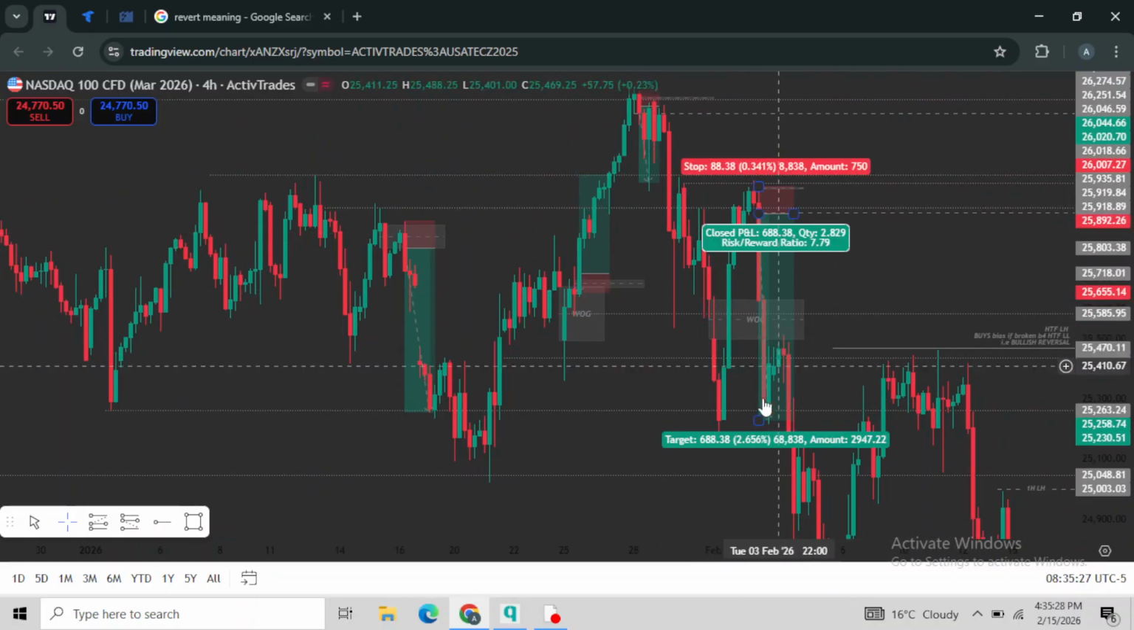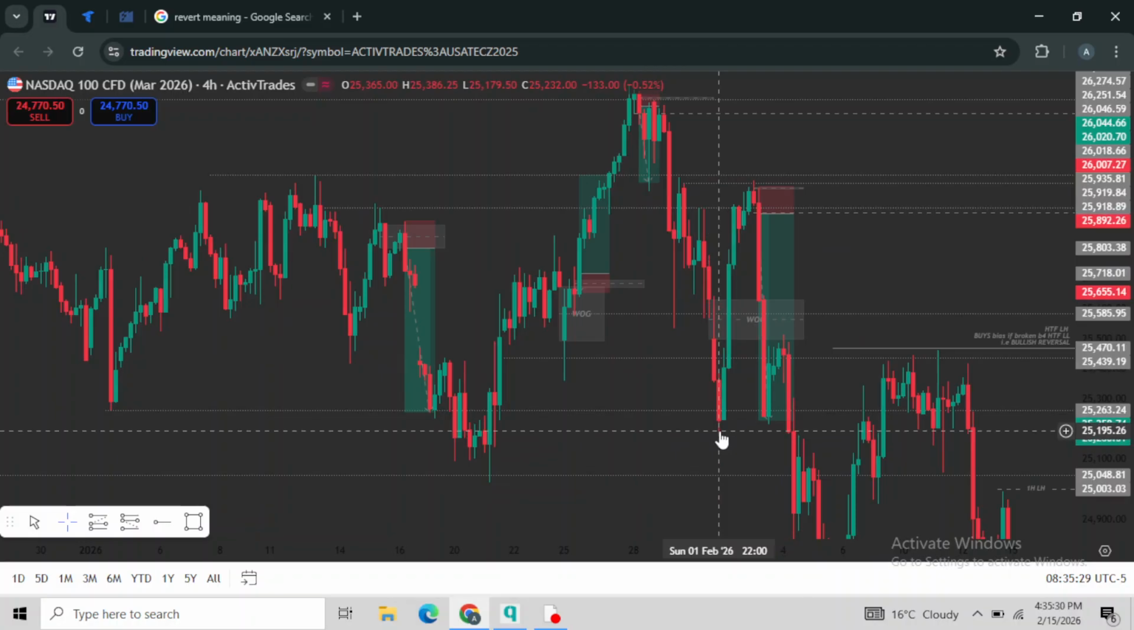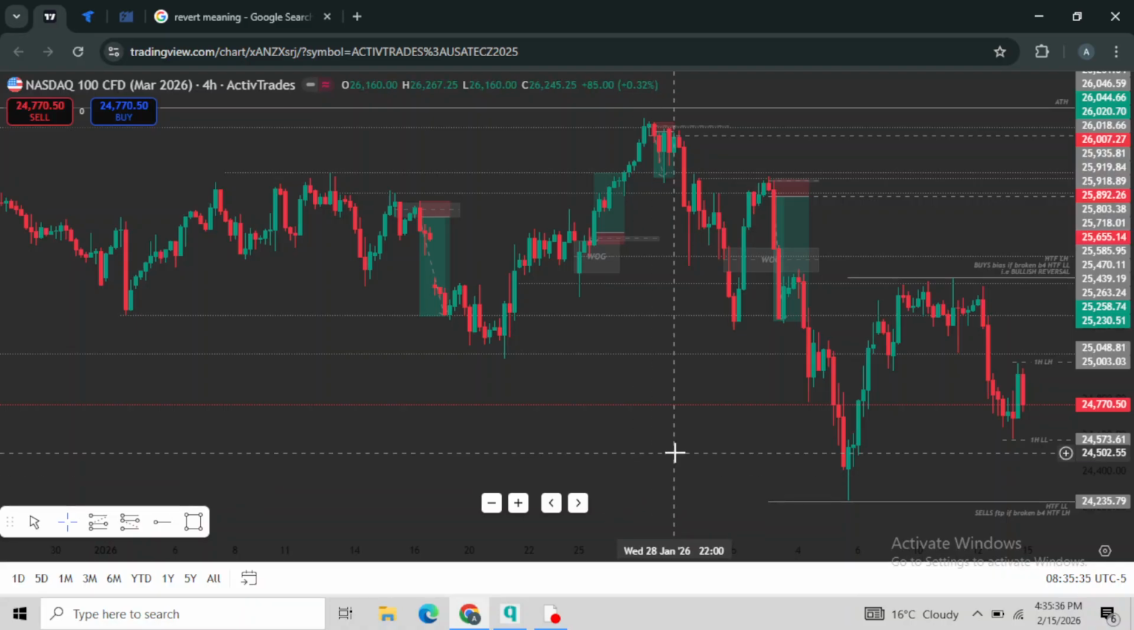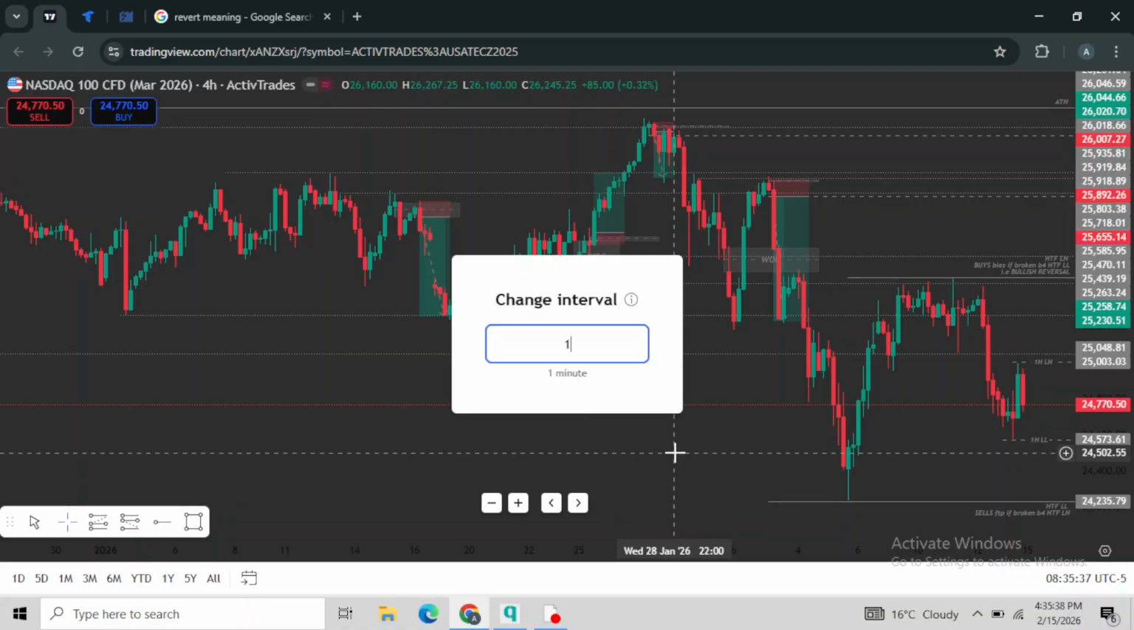So this is how the 4 hour looks. Price rejects off this major support, sweeps this high time frame buy side liquidity, and that's the first indication that we should be looking for price to move. We go to the 1 hour.